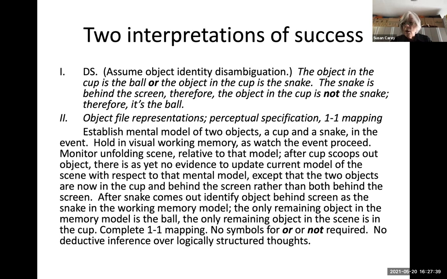But after the snake comes out, you can now specify the model. This is what I mean by perceptual specification. You specify the model of what you're seeing relative to this mental model. The object behind the screen is the snake in the working memory model, and the only remaining object in the memory model is the ball, and it's a one-to-one mapping process. So here, there are no symbols. There's no exclusion inference, and there's no deductive inference over logically structured thoughts. Although there is an inference, it's a perceptual inference. I mean, there's tremendous inference in perception, right?